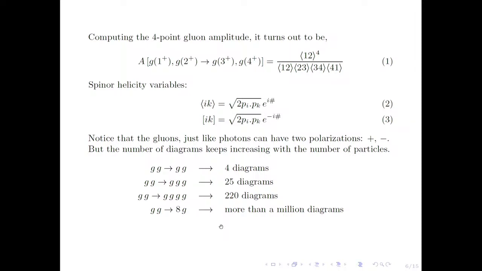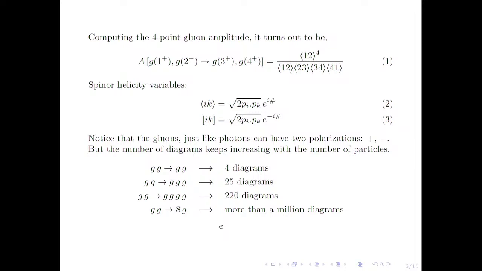And after doing some calculation, we get an answer like this, okay? Here notice that just like photons have 2 polarizations, like circularly polarized light, gluons also have polarizations, plus and minus. For this particular polarization configuration, we get this answer, where these symbols mean this. You take momenta P1 and dot it with P2, and then you get this angle bracket thing. These are called spinor helicity variables. We don't need to worry about them.